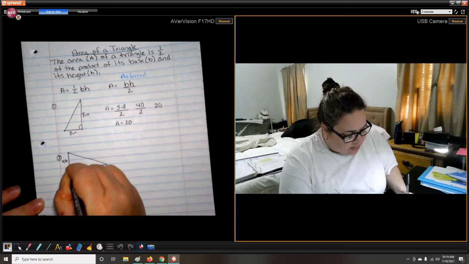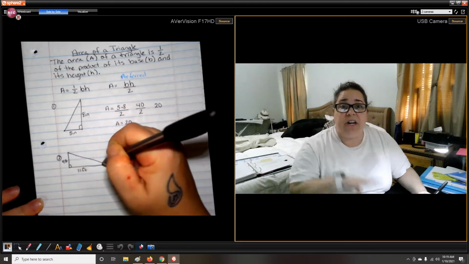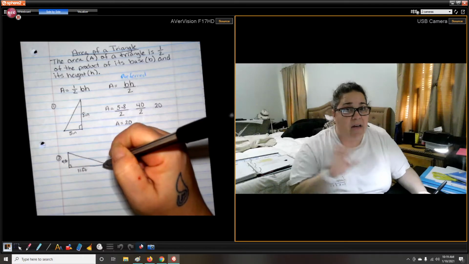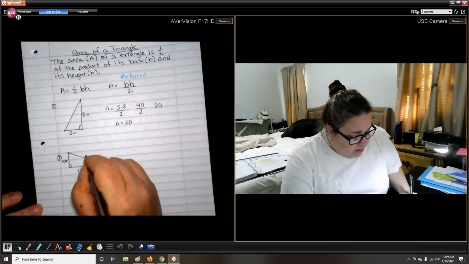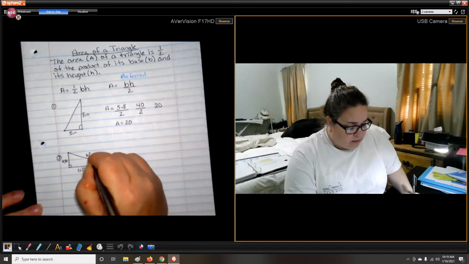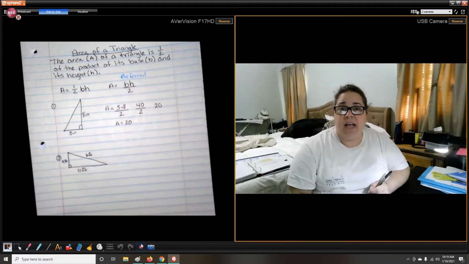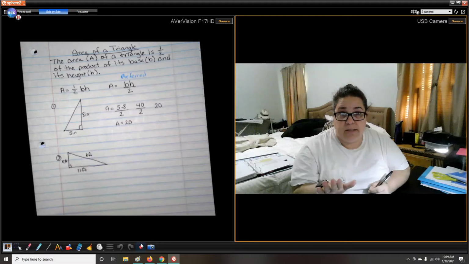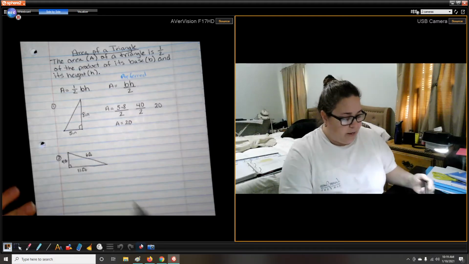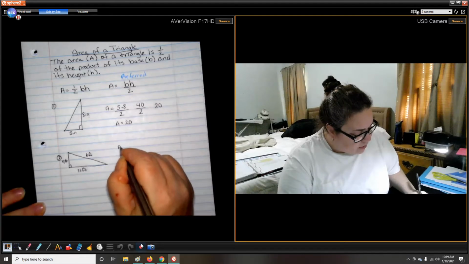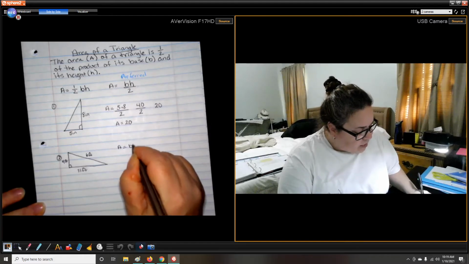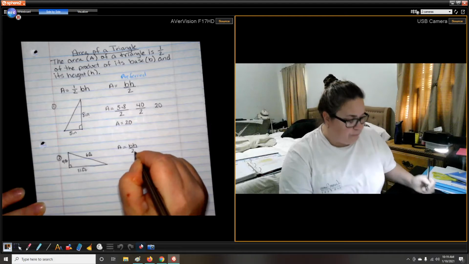And I know that's my height because I never use a slanted line, ever. Never use a slanted line. If I put a measurement right here next to a slanted line, you ignore it, okay? You don't use it, all right? Okay, so once again, I'm going to write my formula. Area equals base times height divided by 2.